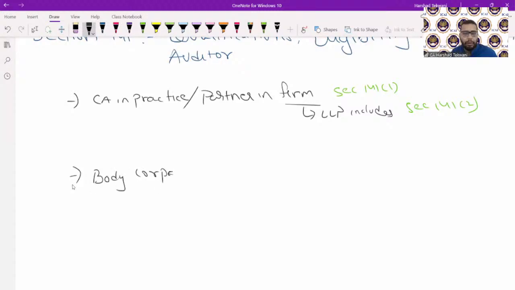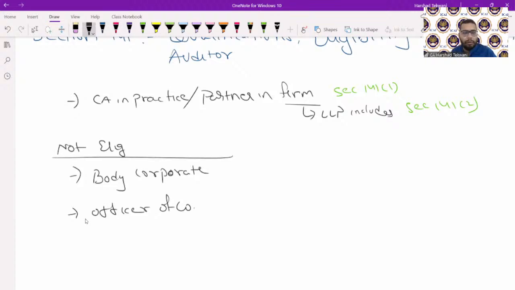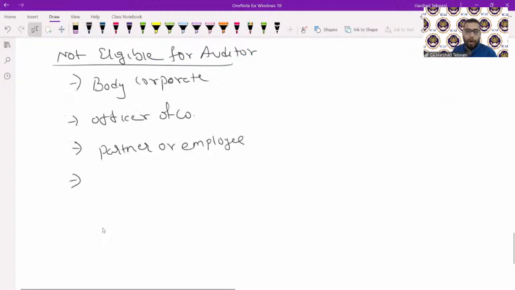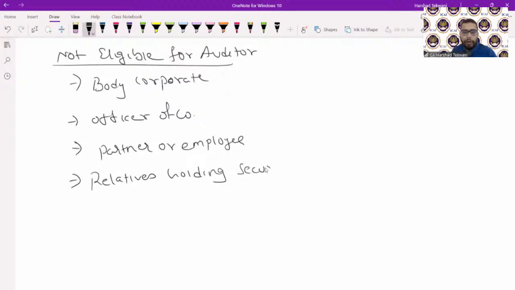Body corporate, then officer of the company, then partner or employee of an officer, then that person or his relative, relatives holding securities or interest in that particular company greater than rupees 1 lakh.